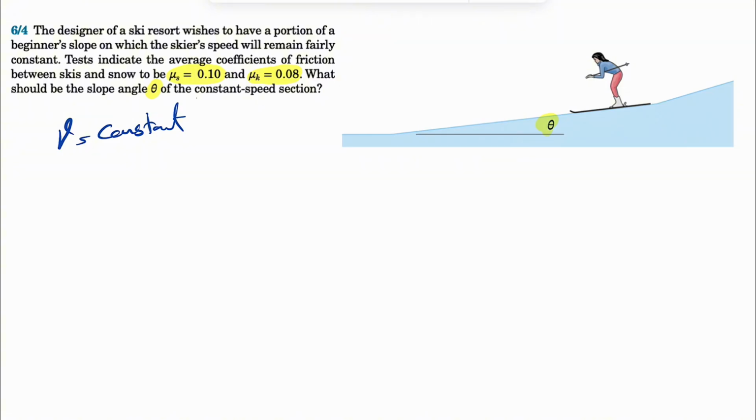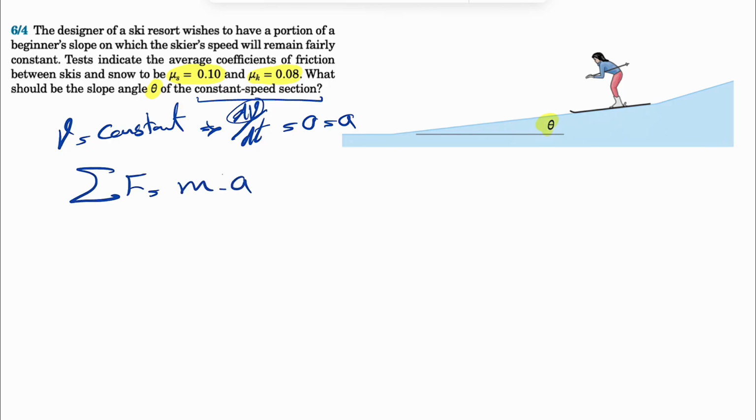Since we have the constant speed section, constant speed means there is no acceleration. We know dv over dt, the derivative of speed with respect to time, would be the acceleration. Because we have constant speed, this is going to be 0, which means the acceleration is 0, and we know the sum of all forces equals mass times acceleration. Because the acceleration is 0, the sum of all forces equals 0, and we can use the equilibrium condition.